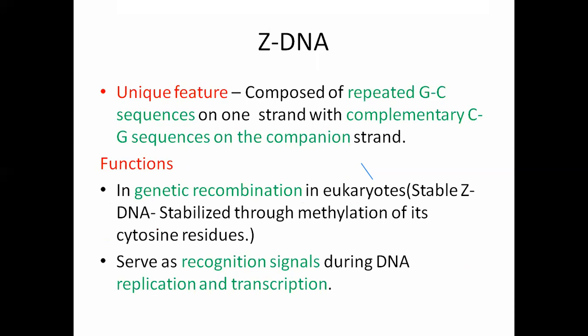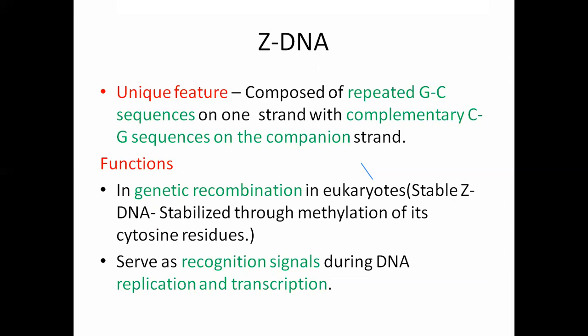Then another important unique feature of ZDNA is that it is composed of repeated guanine cytosine sequences on one strand with complementary cytosine guanine sequences on the companion strand. And this is one of the unique features of ZDNA.